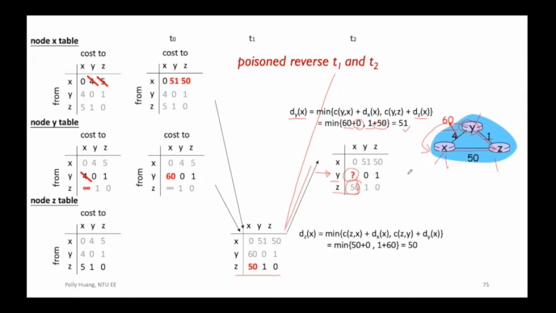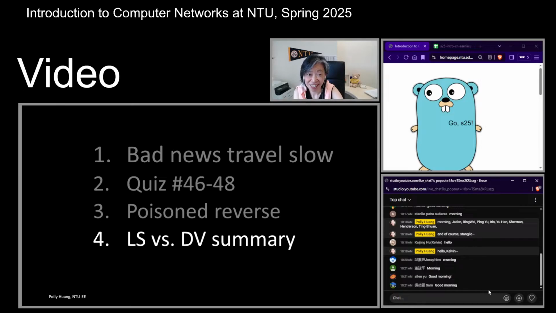And in fact, at this point in time, let's update the distance vector for y. At this point in time, the network converged to the true shortest path. And it takes only what? 2 iterations, as opposed to 44 previously. All right, so that's the idea of poisoned reverse.